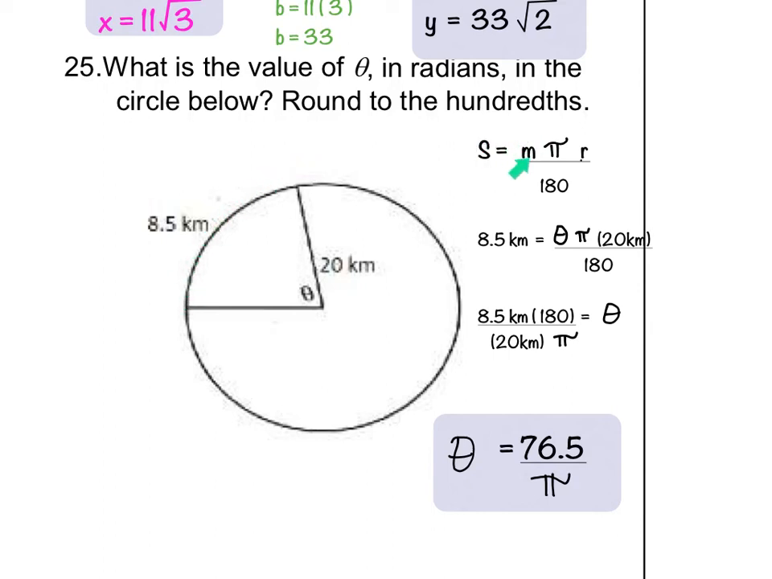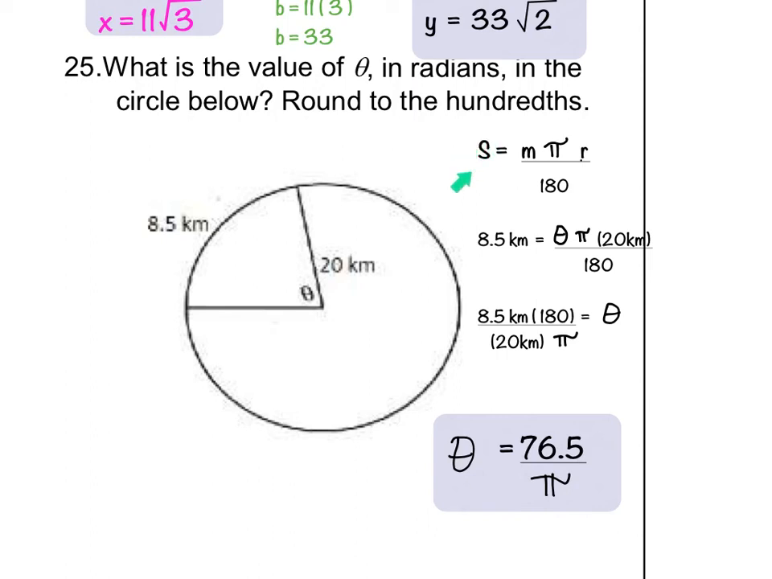equal to the measurement of the arc times pi, the angle, right? This is a degree measurement, okay? Times pi, and then times r, which is the radius, and then divide everything by 180. So there are certain things here that I actually already know.